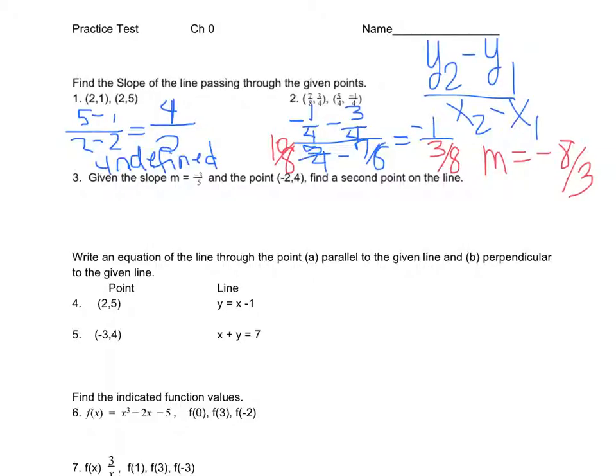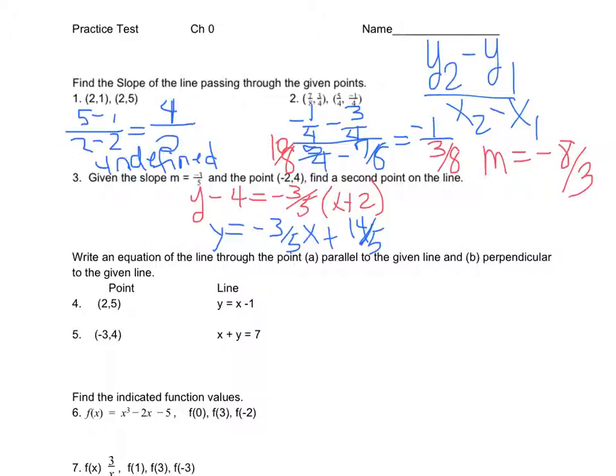Number 3, given the slope of negative 3/5 and the point of negative 2, 4, find the second point on the line. So if you use your point slope formula, with what you have, y minus 4 equals negative 3/5, and it would be x plus 2, and then you solve for y, you would get y equals negative 3/5 x plus 14/5.